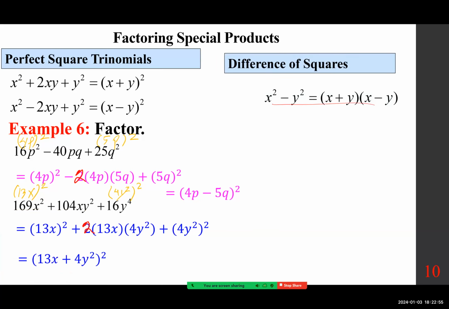Difference of squares, x plus y times x minus y. So this one is 2m quantity squared minus 3 squared, and it's this format. So (2m plus 3)(2m minus 3), in any order, is your final answer. As always, you can check them by multiplication.